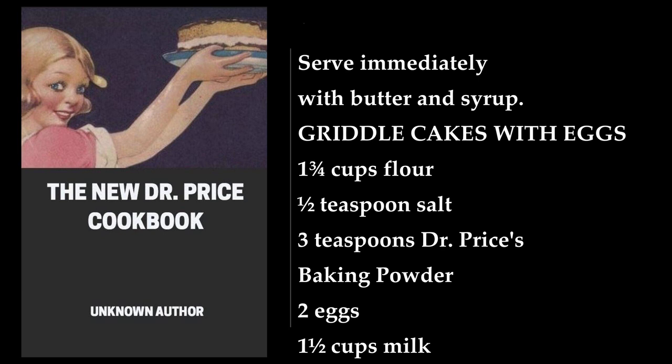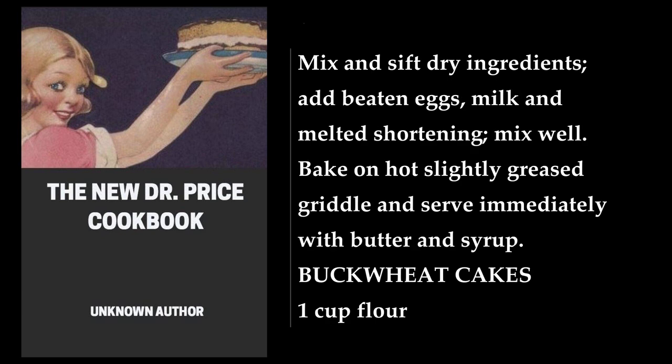Griddle cakes with eggs. 1 3/4 cups flour. 1/2 teaspoon salt. 3 teaspoons dry baking powder. 2 eggs. 1 1/2 cups milk. 1 tablespoon shortening. Mix and sift dry ingredients, add beaten eggs, milk and melted shortening, mix well. Bake on hot slightly greased griddle and serve immediately with butter and syrup.